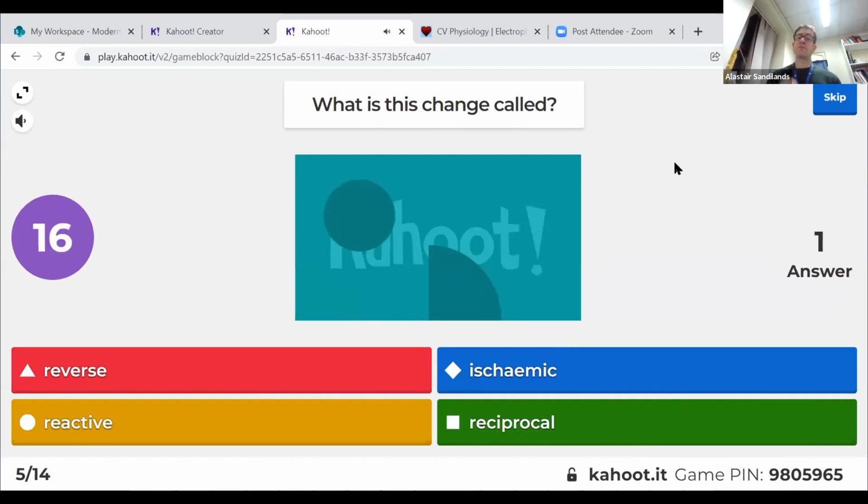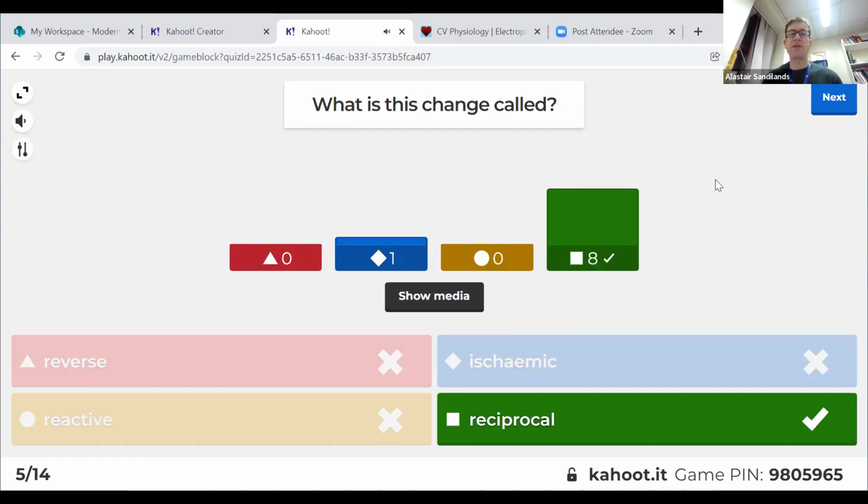Yeah, reciprocal. It was from the last question. Okay, well done. So what I need to do is just close it off. I'm just opening up the ECGs for you so you can see them before answering the question.